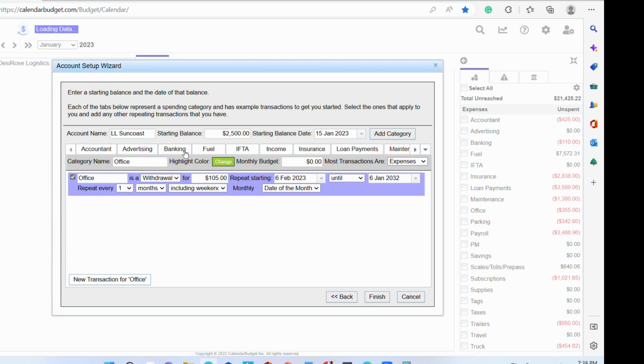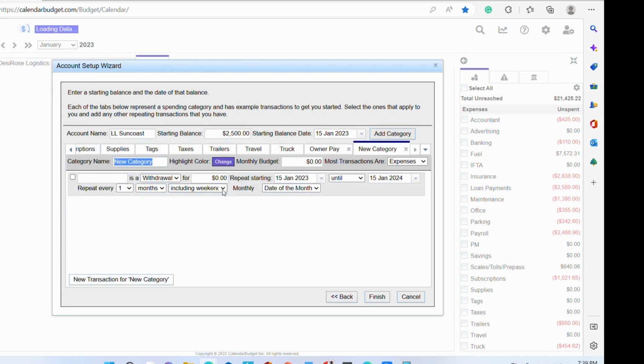Real quick, banking. This is if your bank charges any monthly fees. Make sure you put that on there. And ask them, do you charge fees? And if they do, of course, you're going to want to find one that doesn't. You don't want to be paying fees.